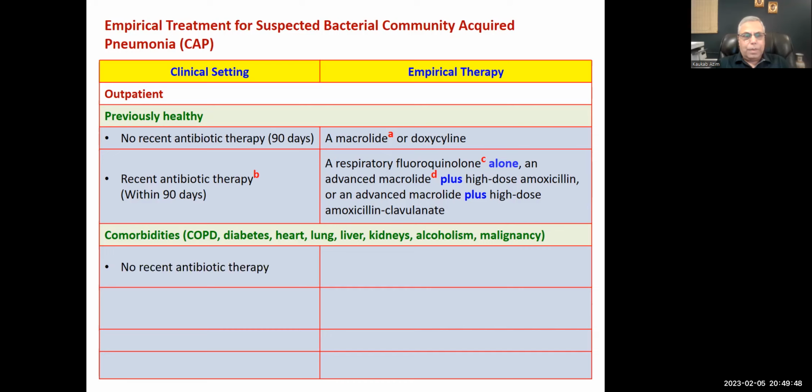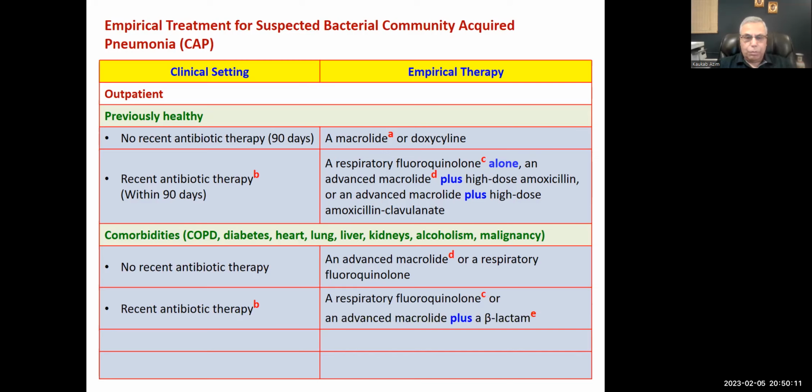And this is in the case when the patient is healthy, outpatient, and has used antibiotics in the previous 90 days. Now we come to the patients with comorbidities, no recent antibiotic therapy in the previous 90 days. We give an advanced macrolide or a respiratory fluoroquinolone, which is commonly levofloxacin, right, or gemifloxacin. Moxifloxacin is also included. With recent antibiotic therapy, we give again a respiratory fluoroquinolone plus advanced macrolide plus a beta-lactam. Any beta-lactam you can choose, okay? Then if aspiration is suspected with infection, then amoxicillin clavulanate or clindamycin.